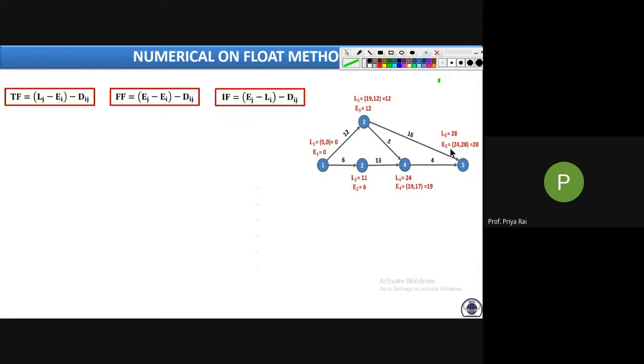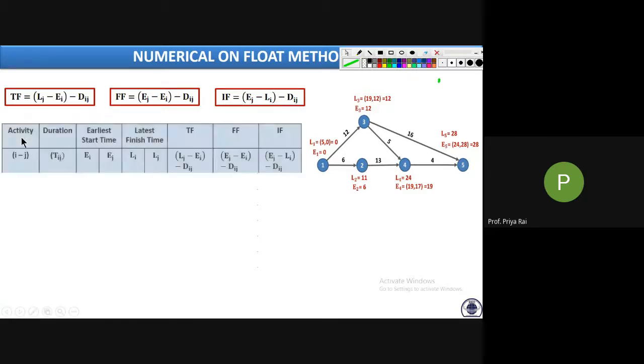See, this was our network diagram which we solved in the previous slide, and these are the formulas of floats: total float, free float and independent float. For float calculations we need to construct this table: I to j, then duration, then earliest start time Ei, Ej, then latest finish time Li, Lj. Then the formulas for TF, FF and IF are like this. Simply we will substitute the values.